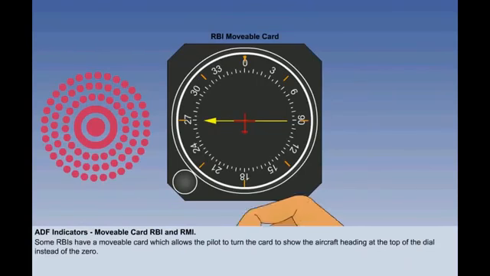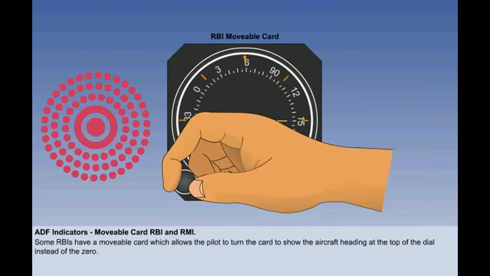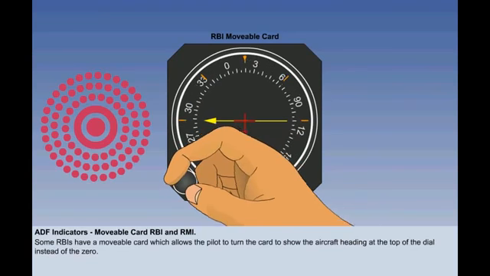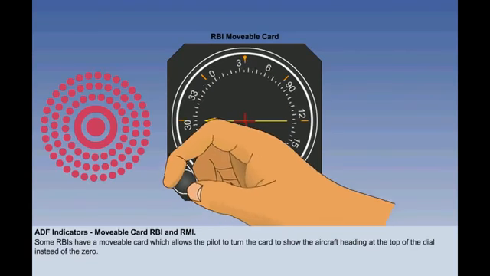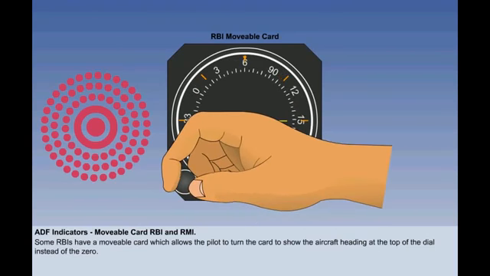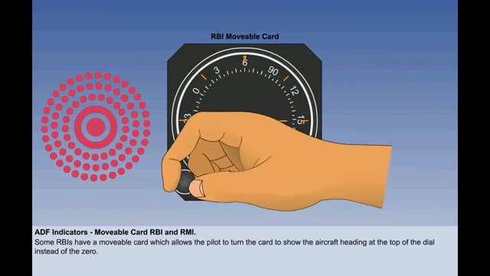Some RBIs have a movable card, which allows the pilot to turn the card to show the aircraft heading at the top of the dial instead of the 0, which always appears on the fixed card RBI. So in our example, the pilot can put 60 degrees at the top of the dial to match the direction indicator.